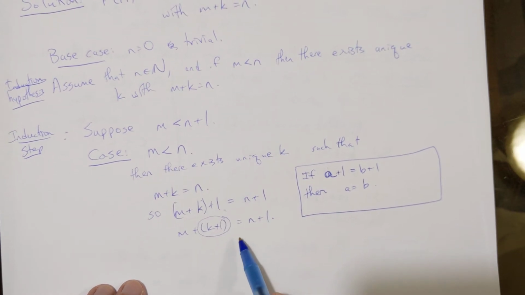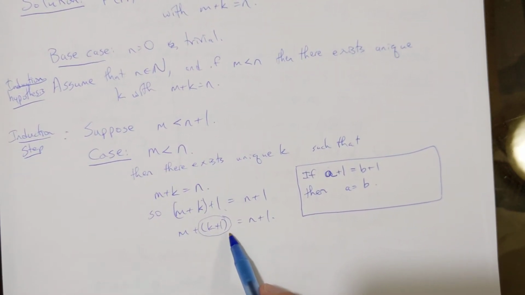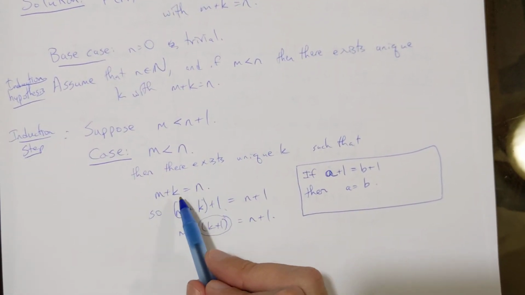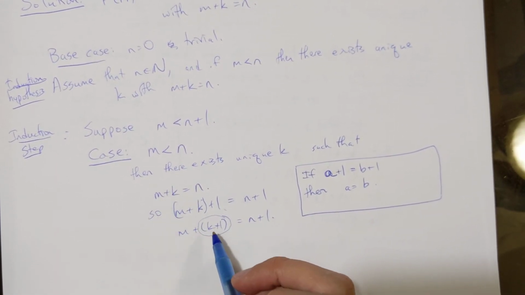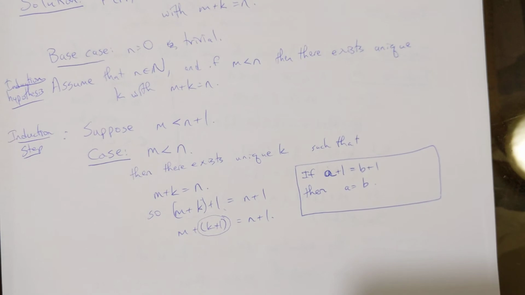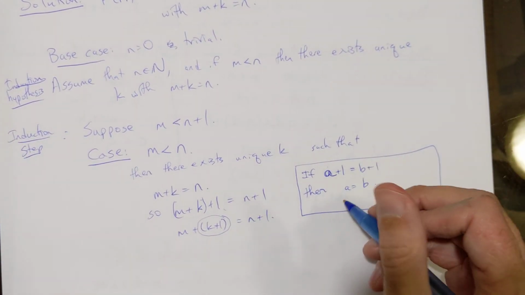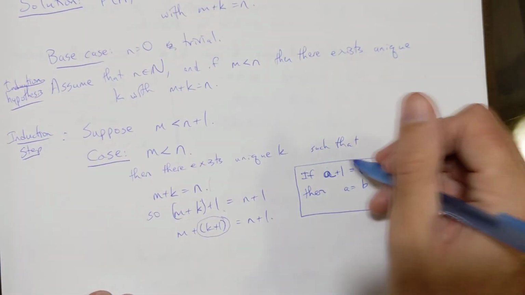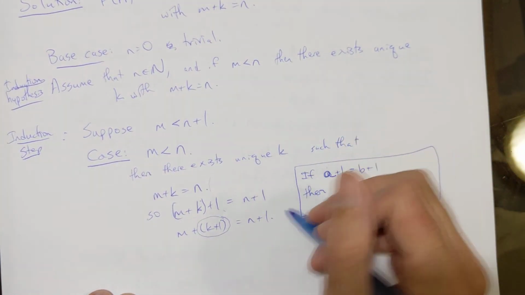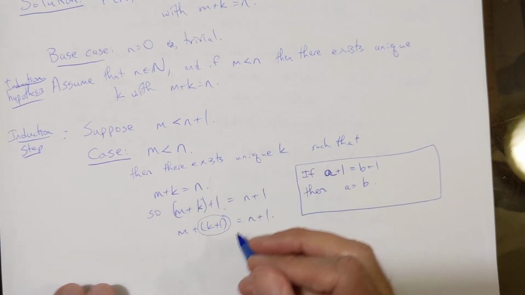Because we know that there's only one k for this, and there's only one integer of the form k plus 1. So let's leave this till later, because assuming we have this, then this k plus 1 exists and is unique.